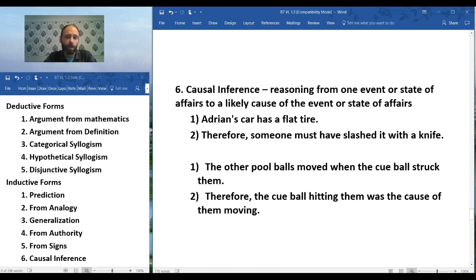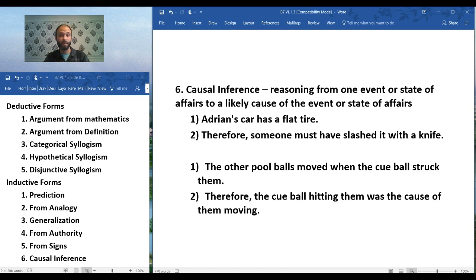The final type of inductive argument that we're given is a causal inference. A causal inference is reasoning from one event or state of affairs to a likely cause of that event or state of affairs. So here we're talking about causes and effects, right? Or most usually potential effects to potential causes. So take the following example. Adrian's car has a flat tire. Therefore, someone must have slashed it with a knife. Here, we're going from an event that we see, or a state of affairs that we see, Adrian's car having a flat tire, to a proposed cause, somebody slashing it with a knife.